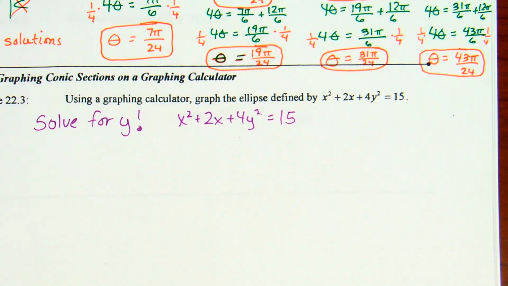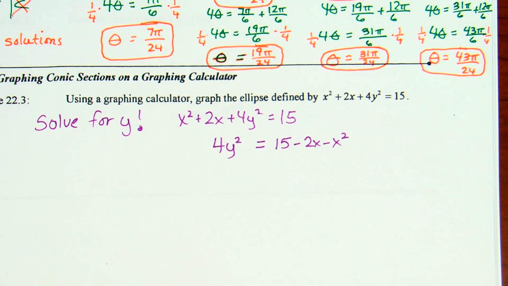Okay, so you guys know what to do here. Tell me. So, subtract x squared and 2x over. There's only 4y squared, that's my only y term, so we're moving the other terms to the other side. I already have 15. I'm going to subtract 2x, subtract x squared to the other side. I wrote mine like this. It doesn't matter the order you write it in. Since it's 4 times y squared, divide by 4.